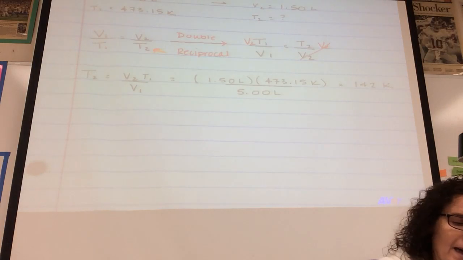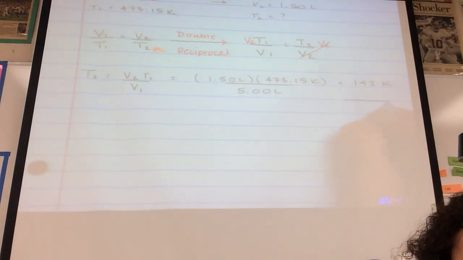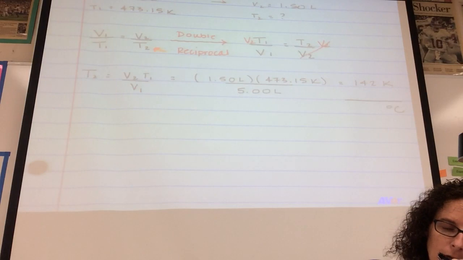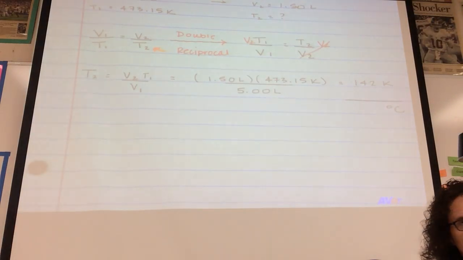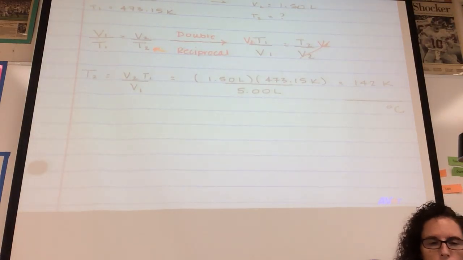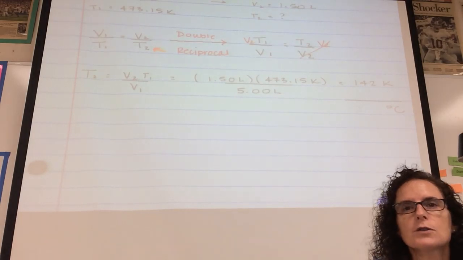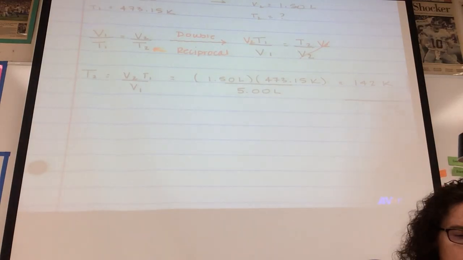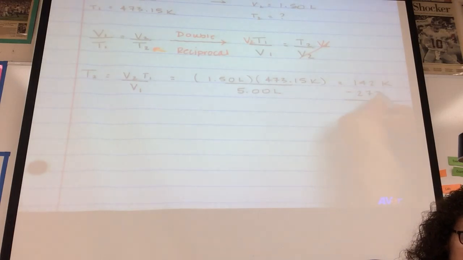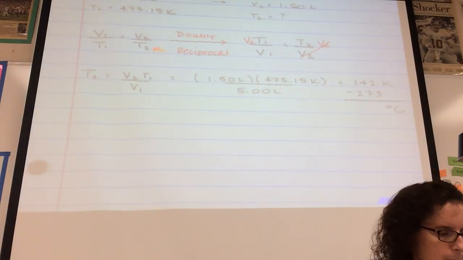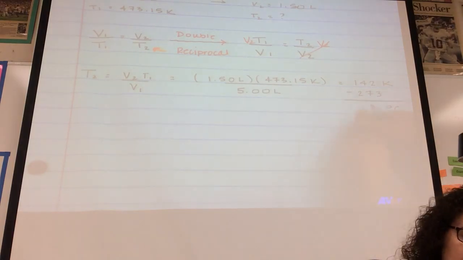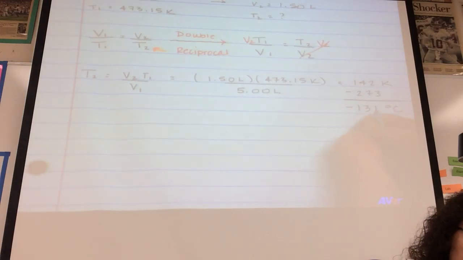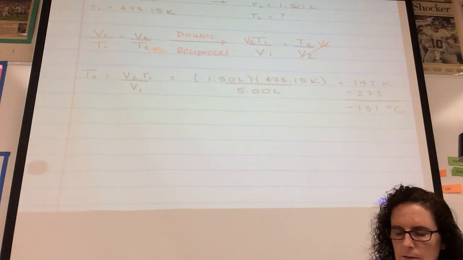However, they asked for the temperature in degrees Celsius. Even though they asked for the answer in degrees Celsius, you still have to do Kelvin throughout because volume and temperature are directly related only for Kelvin temperature. How would you solve for degrees Celsius? Subtract, and you can just subtract 273. Keep it simple. And that is negative 131 degrees Celsius.